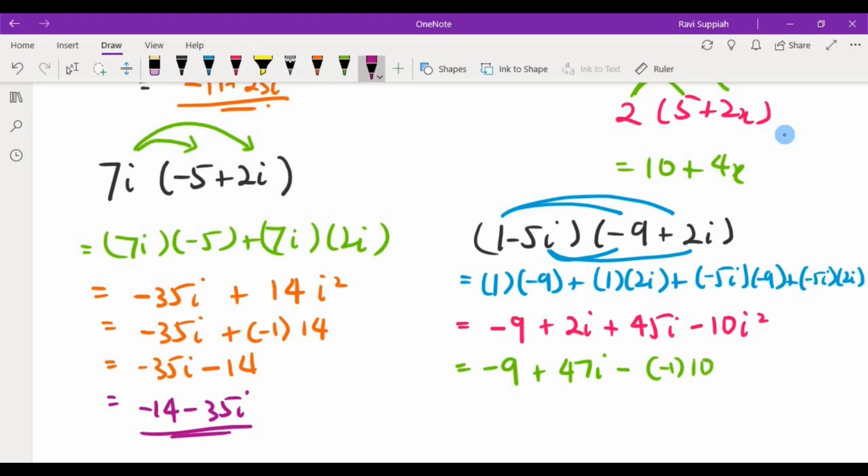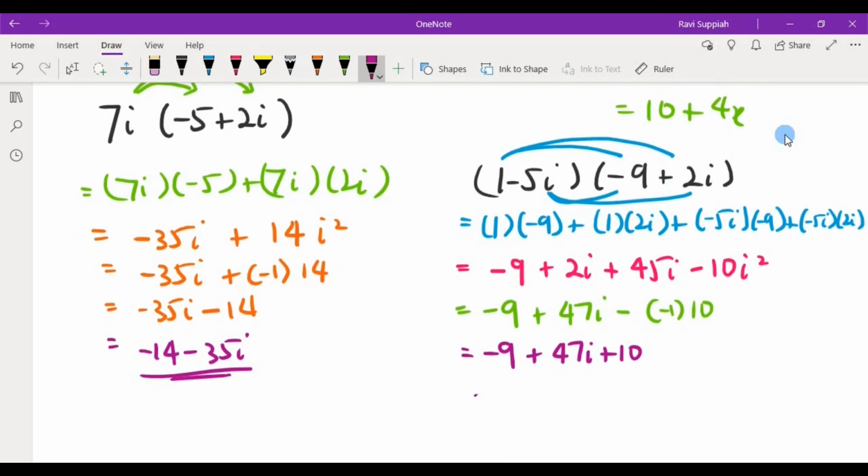So this is what I mentioned just now, where if you have a negative sign in front, okay, it's good to put the bracket so that when you open up you get the correct sign. Minus 9 plus 47i plus 10, okay, which gives us 1 plus 47i.